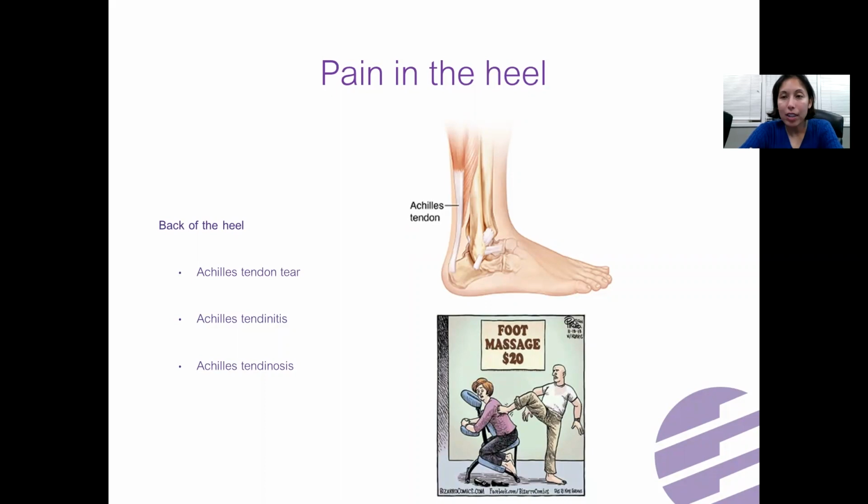It's not necessarily a bone spur that is the painful area in the back of the foot. Many people think, well, I've got a bone spur back there, and that's the reason I'm having so much pain. It's actually the inflammation where the tendon attaches to the back of the heel.